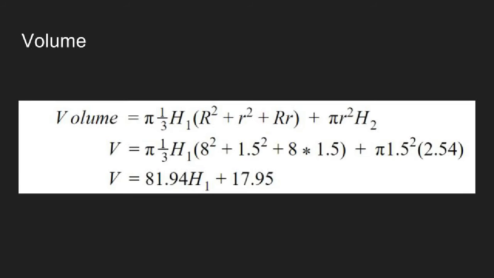The second part accounts for the volume of the cylinder: pi r squared times the height of the cylinder. Once the quantities for all of the known variables are substituted, the equation for volume can be simplified to 81.94 times the height of the frustum plus 17.95.